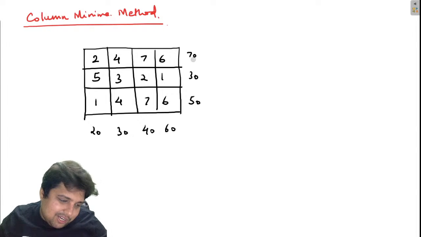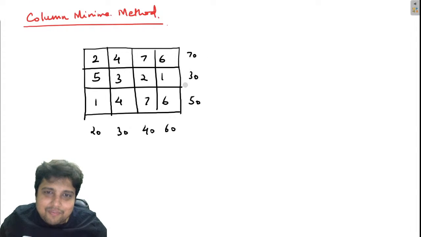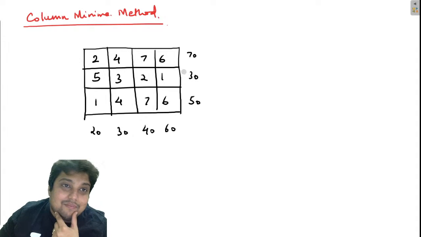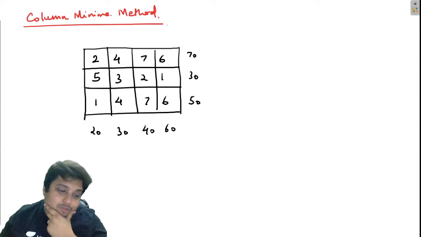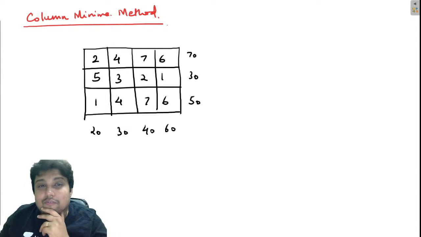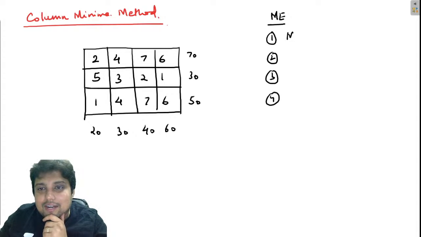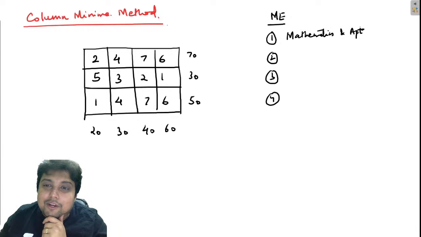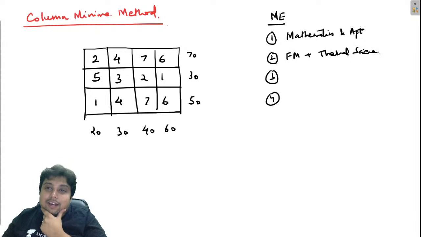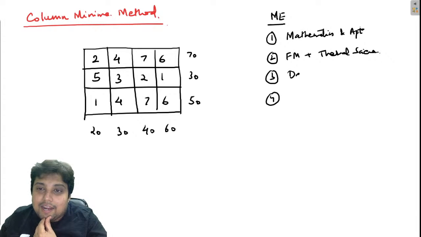I think it is a vast subject. Minachi Sundaram is saying it is a vast subject. Guys, let me tell you one thing. You will find this very fascinating, but the GATE syllabus for mechanical engineering is divided into basically four categories. Category number 1 is mathematics and aptitude. Category number 2 is your fluid mechanics plus thermal sciences. Then category number 3 is design and applied mechanics.